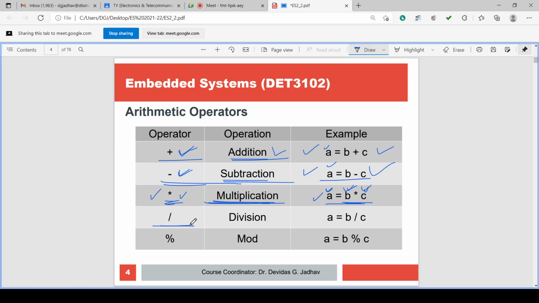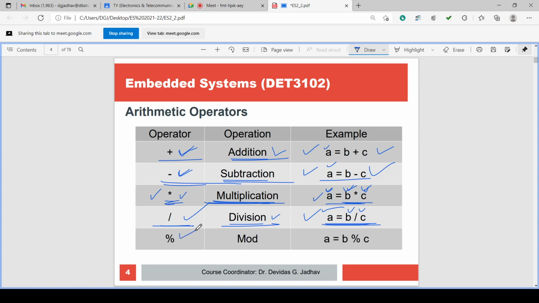This is slash, which is used for division. So this operation is division. A is equal to B slash C. It is not backslash, this is slash. A equal to B by C. Again, A is a variable, B and C may be variables or constants. A must be a variable because we are assigning the outcome to A.